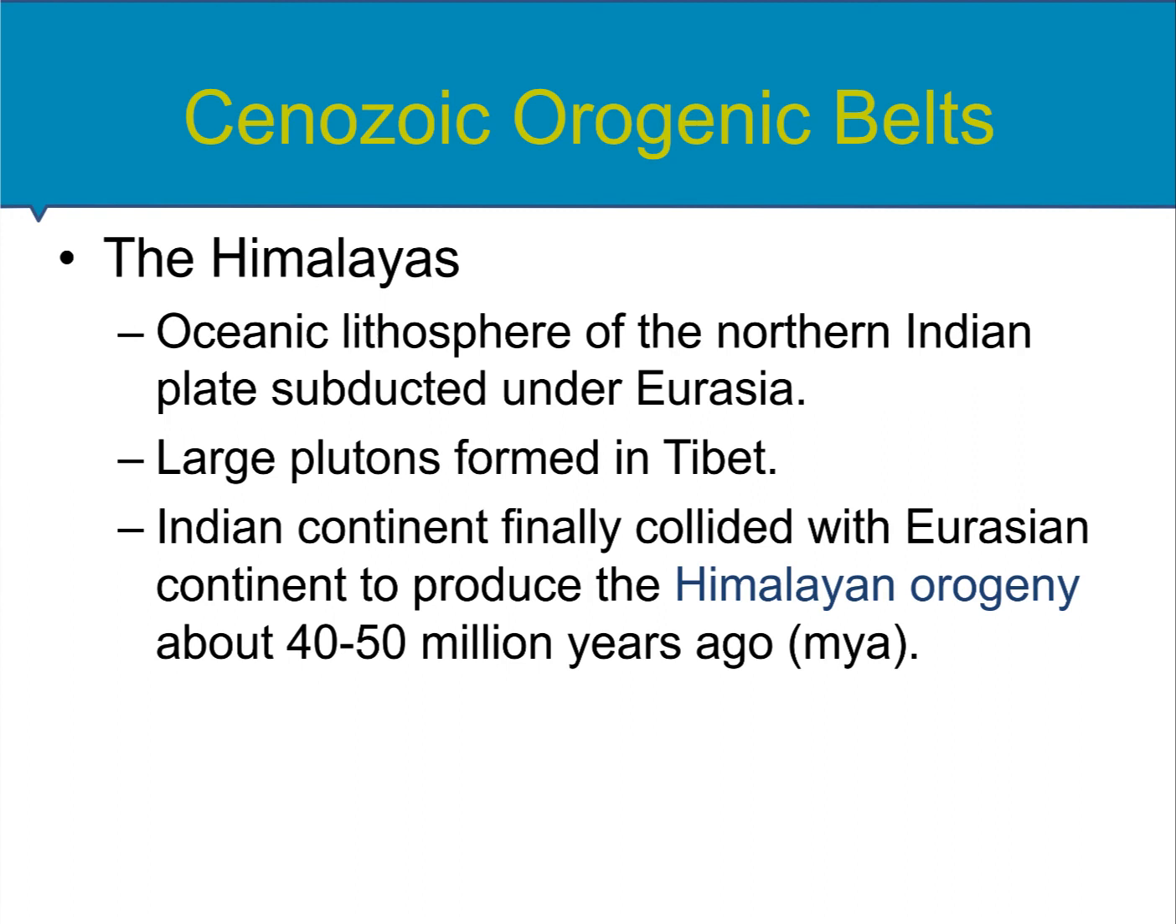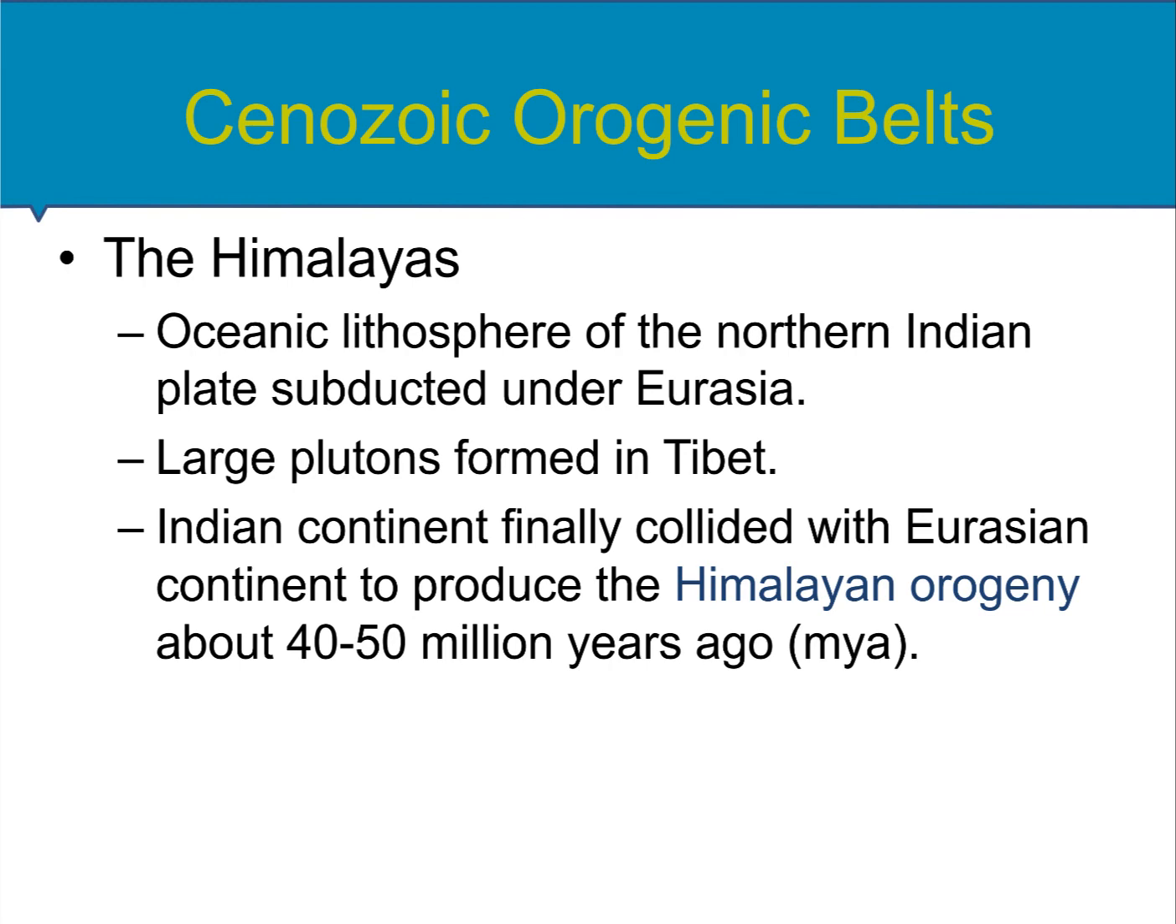And then in terms of the Himalayas, ocean lithosphere of the northern India plate subducts under Eurasia. So the ocean floor, which is the Tethys Ocean, that seafloor is subducting under Eurasia. We see large plutons form, so we're developing a magmatic arc, an Andean-type margin, an ocean-to-continent convergent margin. And the Indian plate finally collides with Eurasia during this Himalayan orogeny around 40 to 50 million years ago.